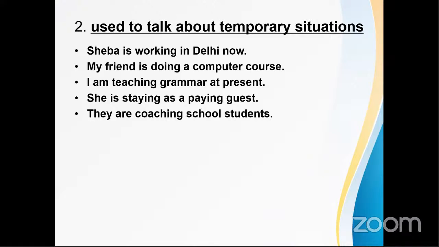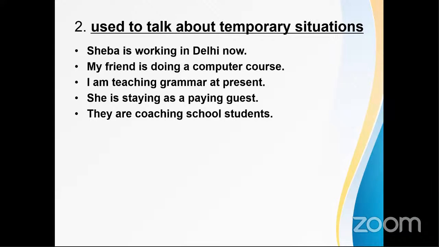But that does not mean that I'm going to continue teaching grammar throughout the whole of this day. It simply means that this is a temporary situation. After some time, I will be doing something else. I'll either be sitting idle or I'll be taking a class or I'll be doing something else. All right, so this is a temporary situation. What about the fourth one?